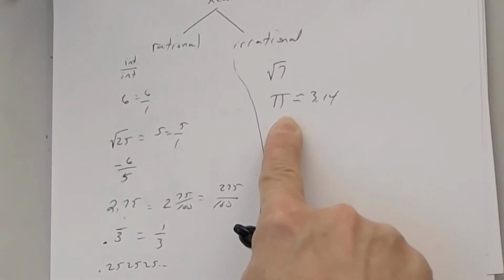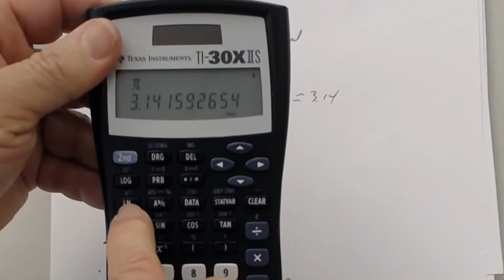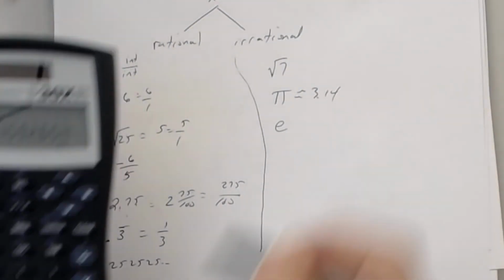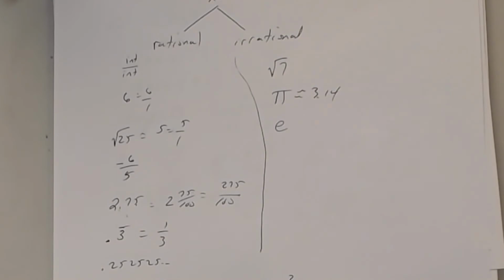Now next semester you're going to learn about another irrational number, and that's the number e. Right above here you'll see e. So e is an irrational number as well.